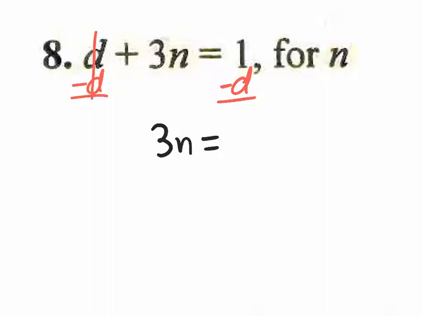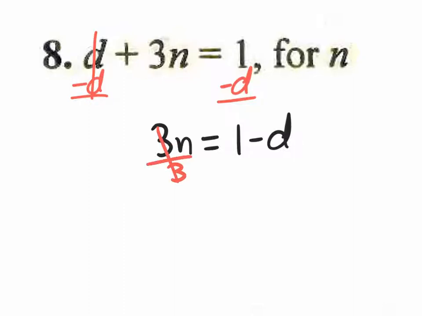1 take away d, you can't really do. It's like you have $1 and you want to take away a donkey. That doesn't work. You just rewrite it. 1 take away d. Okay, you can't do it. So what else is there to do? You want to get n by itself. You don't want this 3 that's being multiplied in front. So you don't want the multiplication of 3. You're going to have to do the opposite, which is dividing by 3.